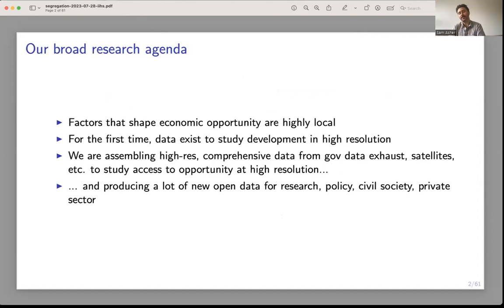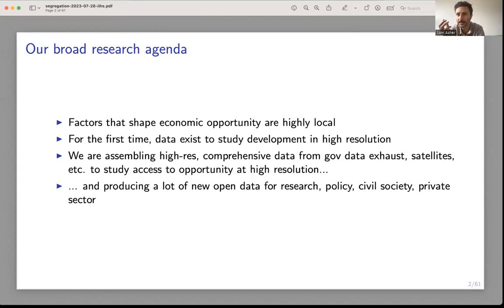And let me just take a step back and say that for those of you who aren't familiar with my work, what Paul and I have been trying to work on for the last 15 years with many different great collaborators is trying to understand what we call development in high resolution. And what this work starts from is the idea that the factors that shape economic opportunity are highly local, that kids can only go to schools that are nearby, that most workers really only have access to jobs that are within a pretty short radius, particularly when transportation infrastructure isn't very good, that most businesses in places like India, but really around the world, are quite small, and often their customers and their suppliers are very, very nearby.